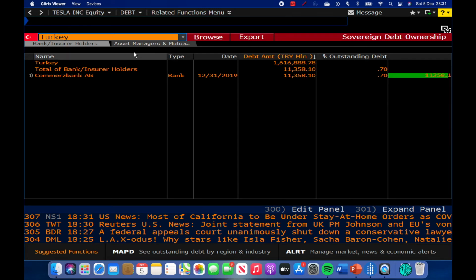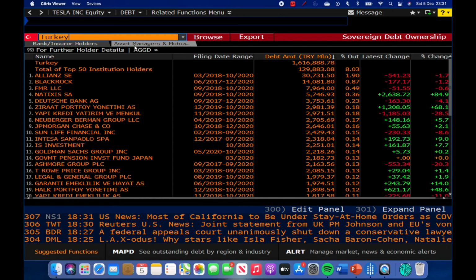Then it asks what percentage of that is to BlackRock, and we can go to asset managers and look at BlackRock. Here we see it's second with this value, roughly 14 billion TRY. We could use this number and the previous number to find a percentage. However, Bloomberg does it for us automatically, and here we see it is 0.87%. So BlackRock owns 0.87% of Turkey's national debt, and that's the answer to the second part of question 4.